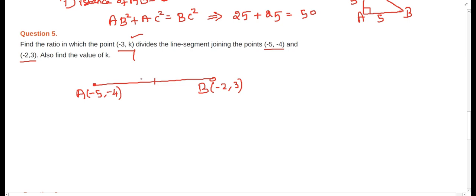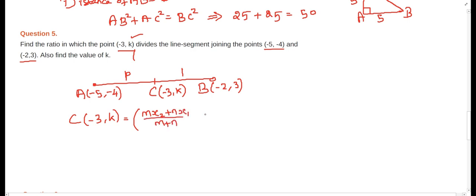and generally you take the ratio as m to n, but here the notation k is already used, so I just take it as p is to 1. Okay, so here consider the point C. C will be (minus 3, k). Fine. So the ratio formula is, we know it, C of (minus 3, k) equal to (mx2 plus nx1) by (m plus n), (my2 plus ny1) by (m plus n).